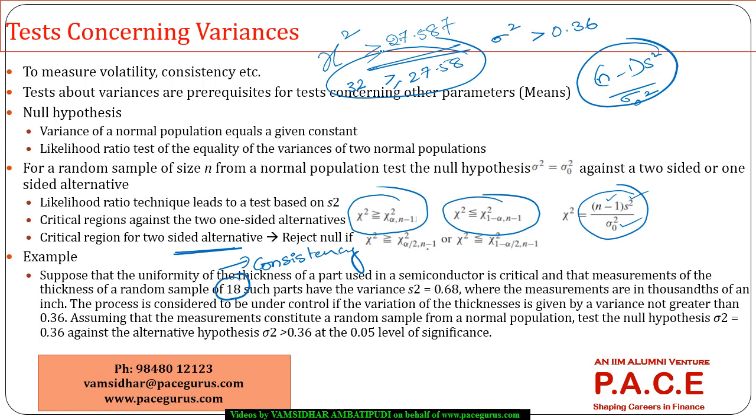So my alternate hypothesis here is the variance is greater than 0.36. So the process is not under control. So some kind of mechanism or some kind of workout I have to do to bring the process into control. That's how I can do my test regarding the variances of the data.